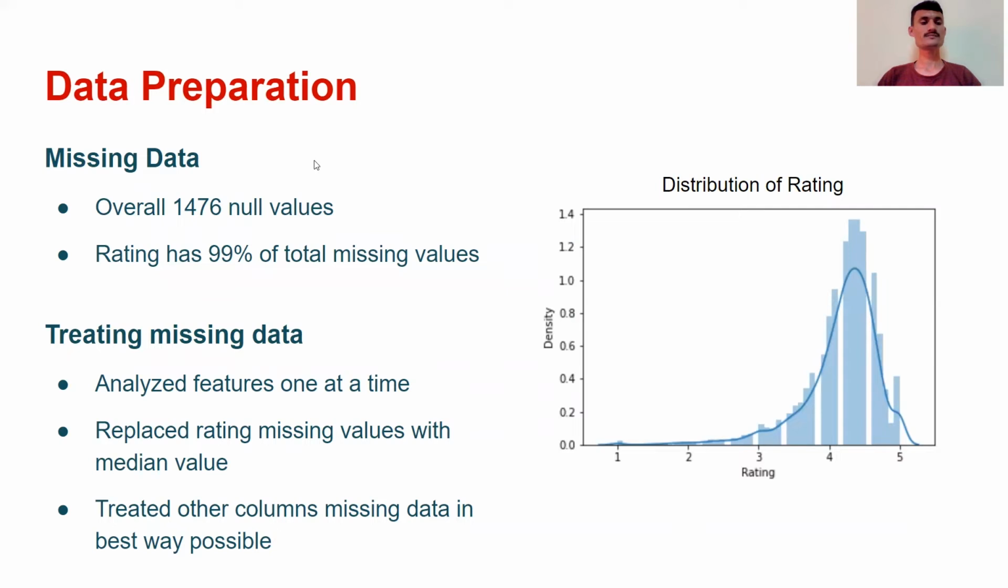After knowing the data better, we checked for the missing data in the dataset. We found out that there were 1476 null values, from which the rating column has the most missing values. Looking at the distribution of rating, we can see rating is negatively skewed. So we replaced the missing values of the rating column with the median value, because median is the best measure for skewed distribution. We checked the missing values of other columns one by one and treated them in the best way possible.